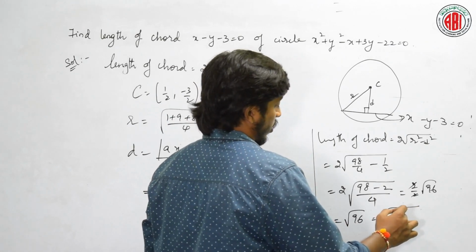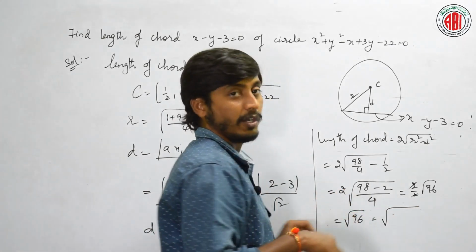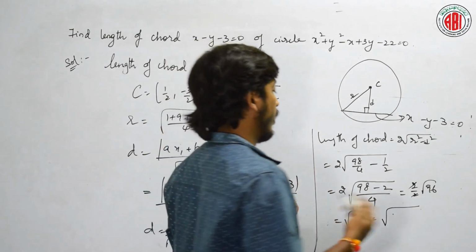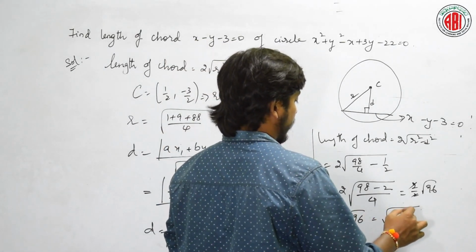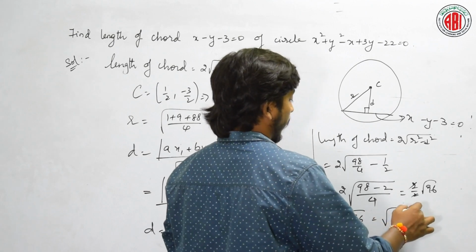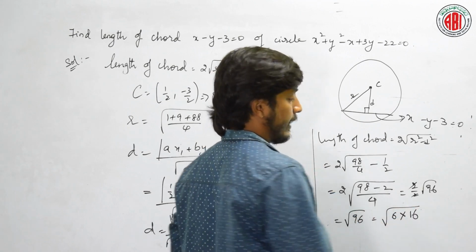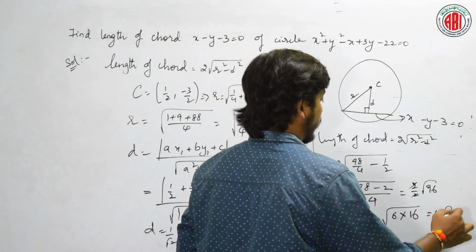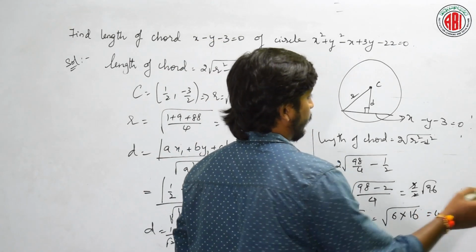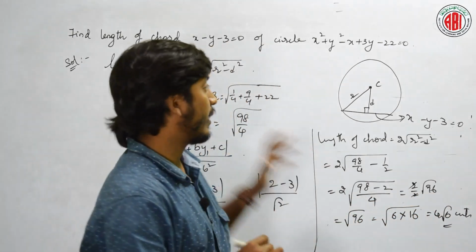That is nothing but root, how much is it? 96 by 2 is 48, 48 by 2 is 24. So, I can write it as 6 into how much? 6 into 16. So, this is nothing but 4 root 6 units. Is it clear? Did you understand?